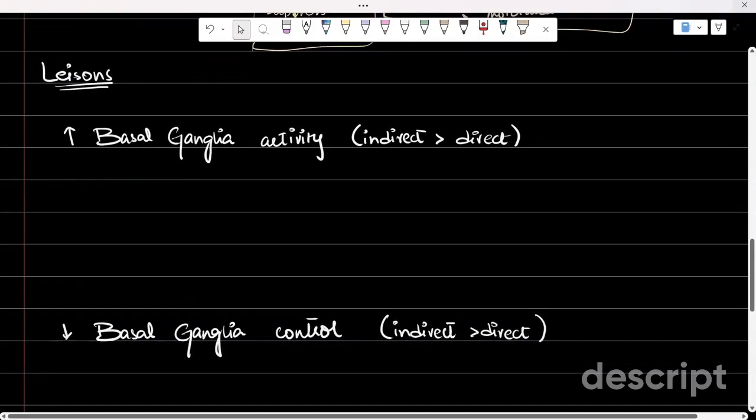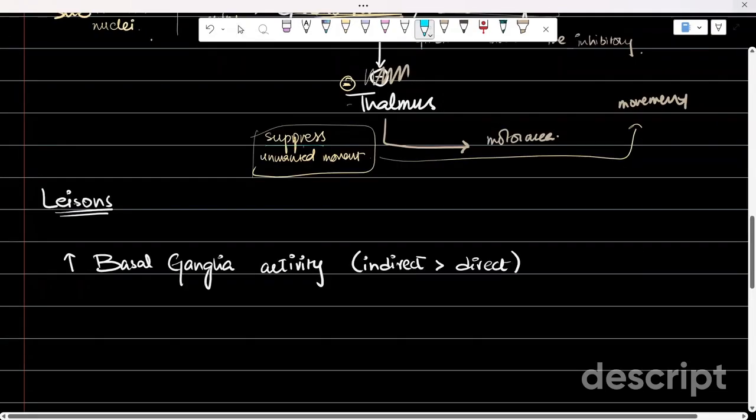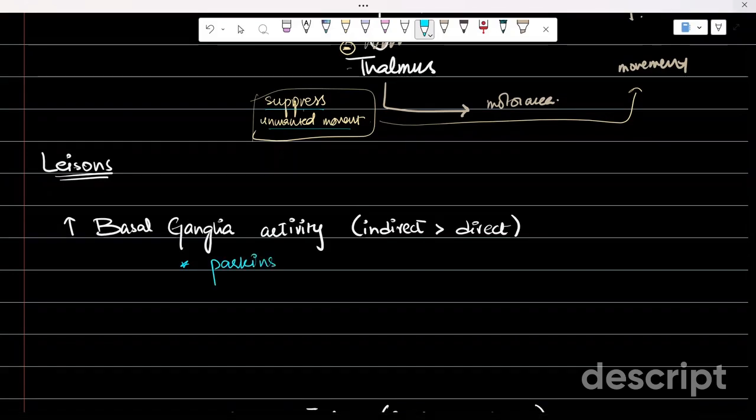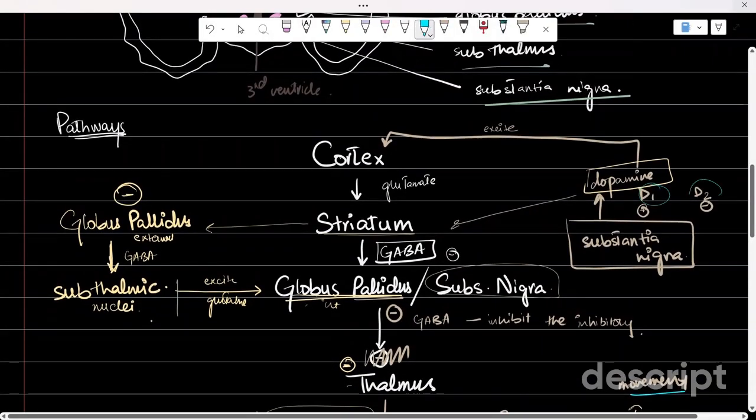So in case where the basal ganglia activity is increased, it means that the indirect pathway is working more than the direct pathway. That means that there is a suppression of unwanted movement. And this will lead to a disease known as Parkinson's disease. What happens is that there is a loss of dopamine. As I just told you, dopamine promotes movement via its excitatory and inhibitory function.